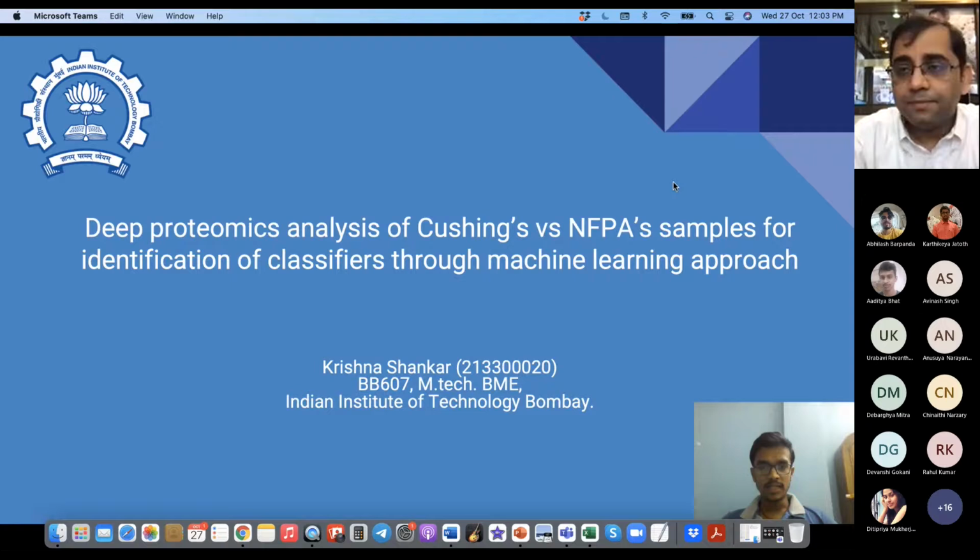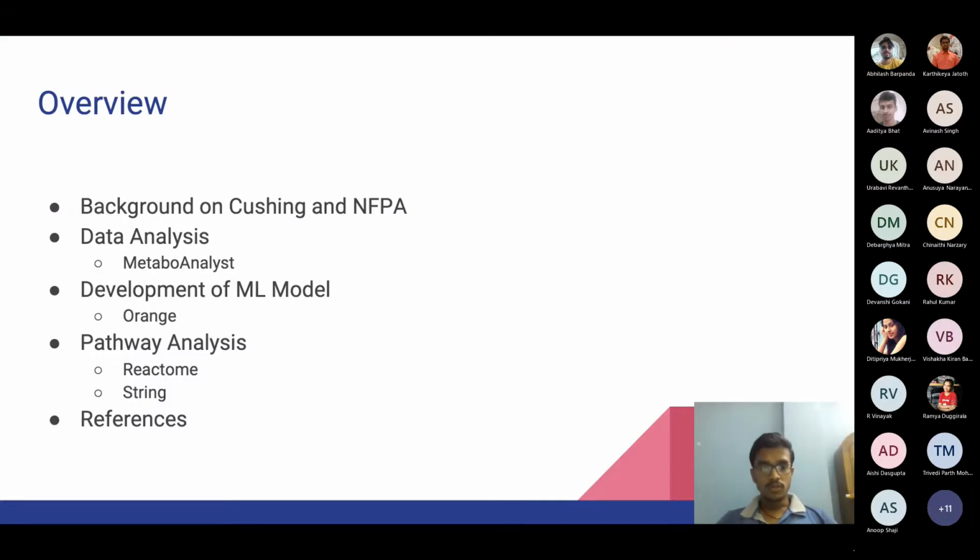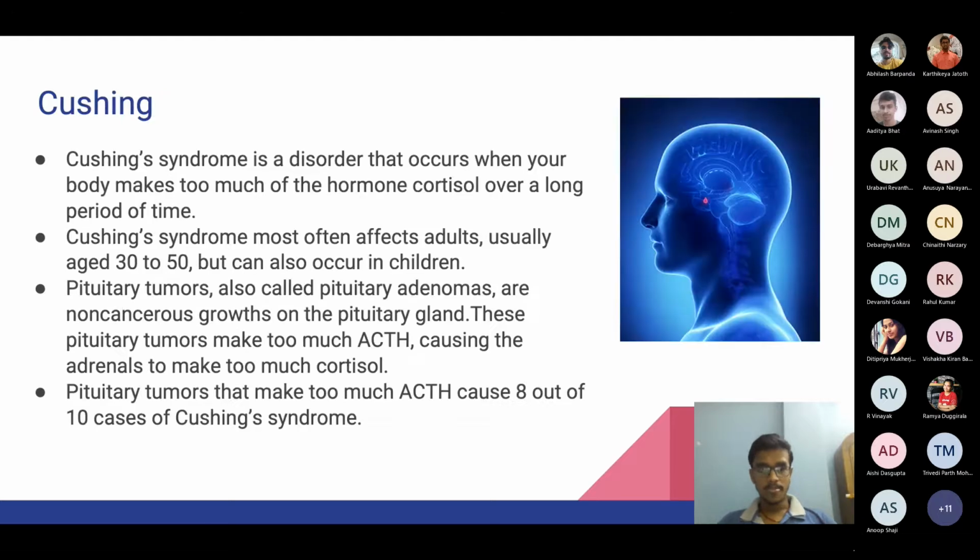Proteomics and analysis of Cushing versus NFPA samples for identification of classifiers through a machine learning approach. So the overview of my PPT is, first of all, I will go through the background, the data analysis part, then development of ML models, then the pathway analysis, then the references.